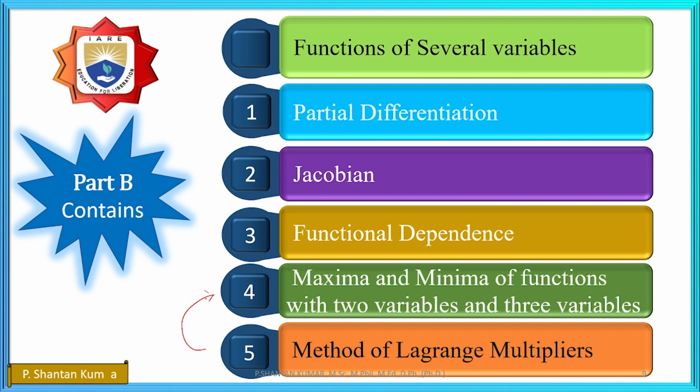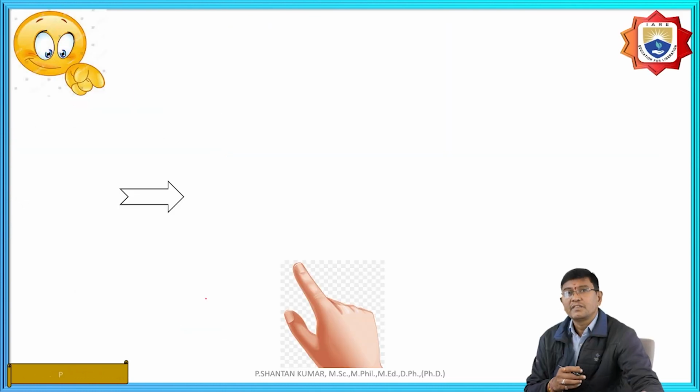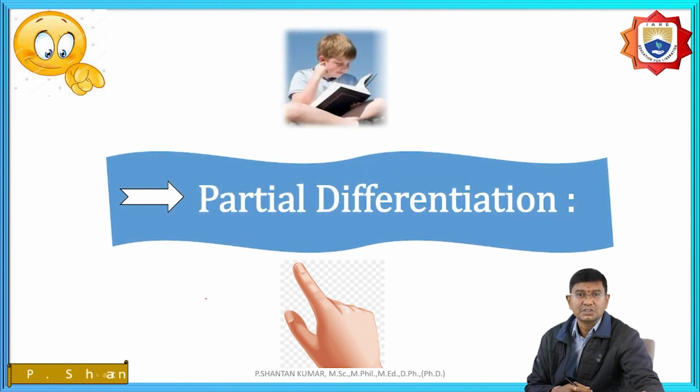These are covered in part B, and further we'll discuss them one by one under part B: the partial derivatives, the Jacobian, functional dependence, and maxima and minima. We'll discuss a little bit of the concept, and based upon that it will be easy to discuss the question bank also. Here, what is partial differentiation?